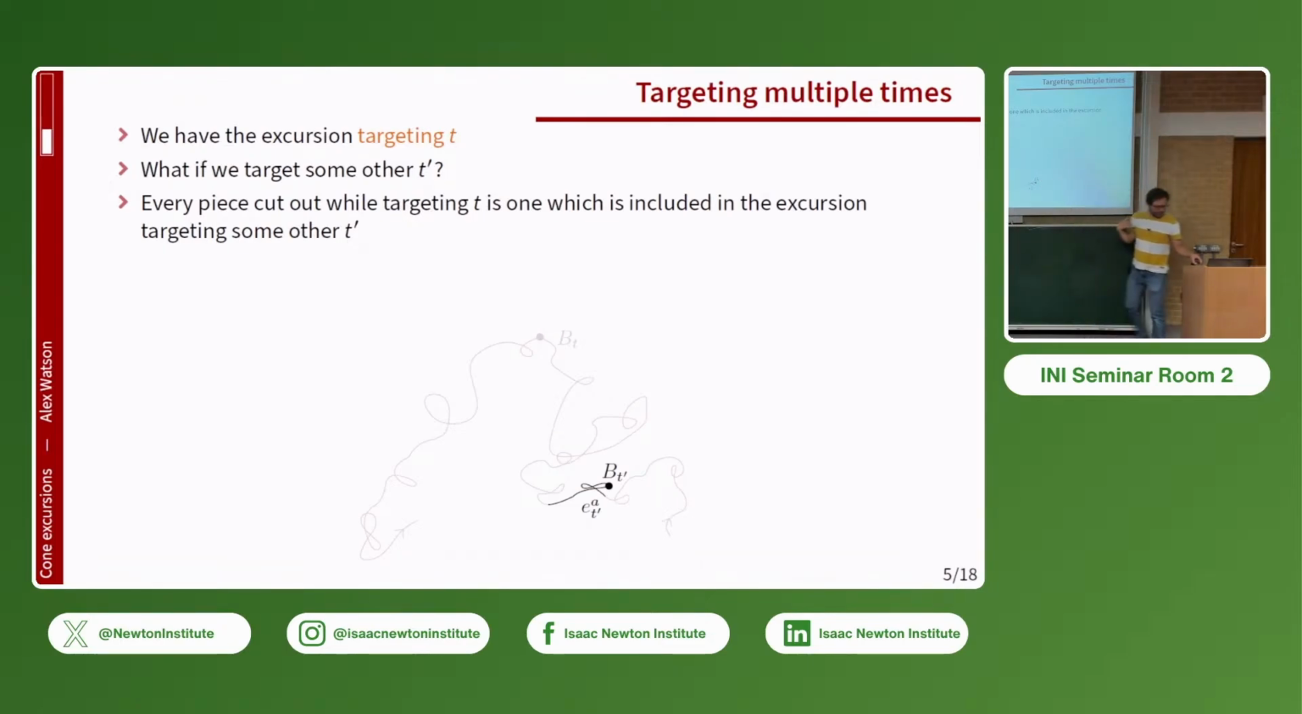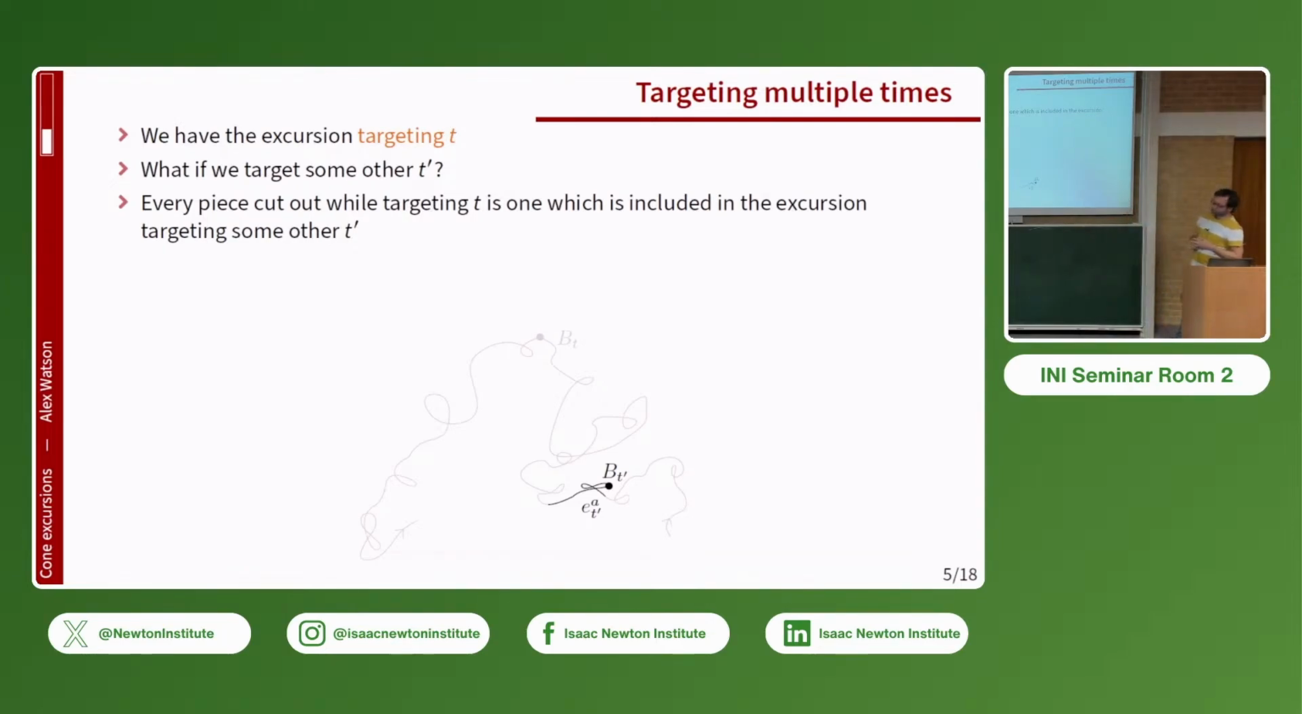And so you can think perhaps that as you go along with your targeting and cut out more and more pieces, every piece that you cut out, which is another cone excursion, actually contains some other times that you might want to target as well. So as you go along and you're cutting stuff out, you're constantly making a choice: which side of this thing do I go to? Do I go towards t? Do I go towards t prime? Or t double prime, or t third, or t fourth, or whatever.